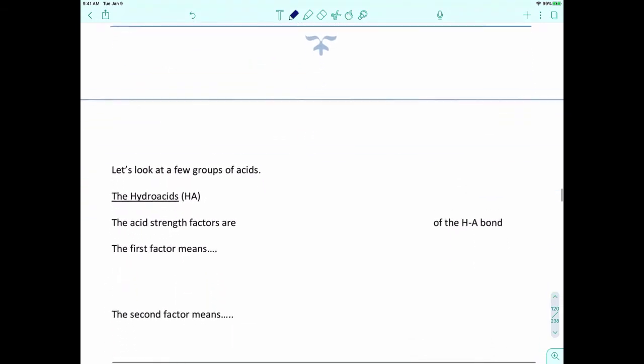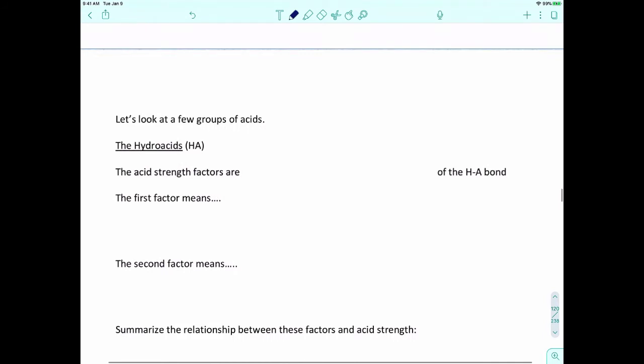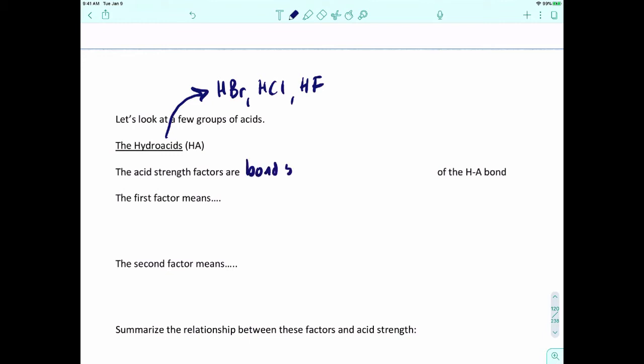Okay, so let's take a look at a couple groups of acids. One of the groups that we're going to take a look at are the hydroacids. And this is actually why I put HF in this category too, because let's take a look at HBr, let's take a look at HCl, and let's take a look at HF. Okay, so the acid strength factors that we're looking at here are bond strength, and we're also looking at polarity.